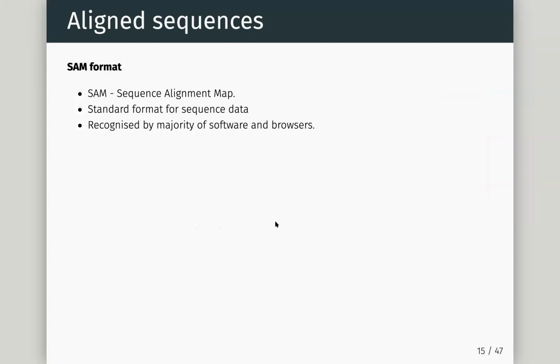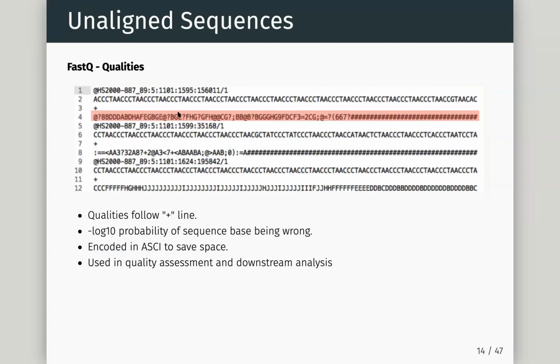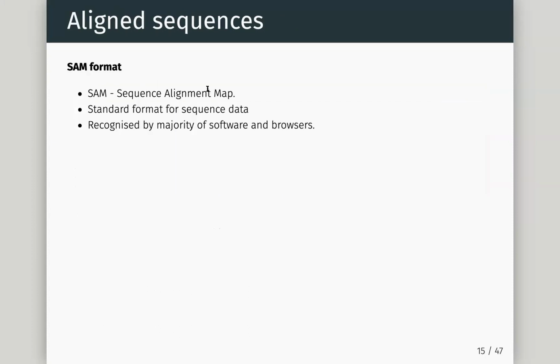Okay, so Fastq is unaligned. We just have sequence information. We have the quality of the sequence, how much we trust each base. We have some information on the machine, but we don't know where in the genome it came from.